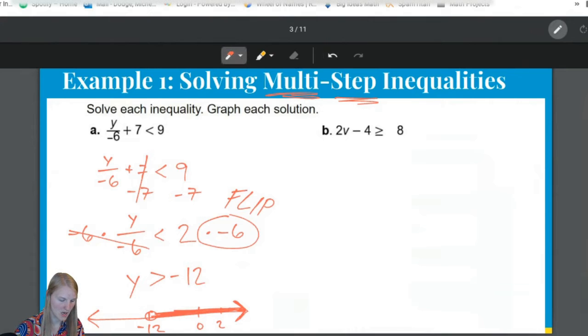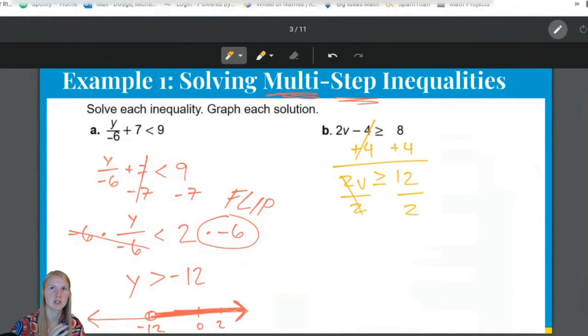Okay, wonderful. Next question. 2v minus 4 is greater than or equal to 8. I want to get rid of the 4. I do the 4 first because it's furthest away from the v. Okay, get rid of that, and we have 2v is greater than or equal to 8 plus 4, which is 12. Now I'll divide by 2 on both sides to undo the 2 times v. And we have v is greater than or equal to 6.